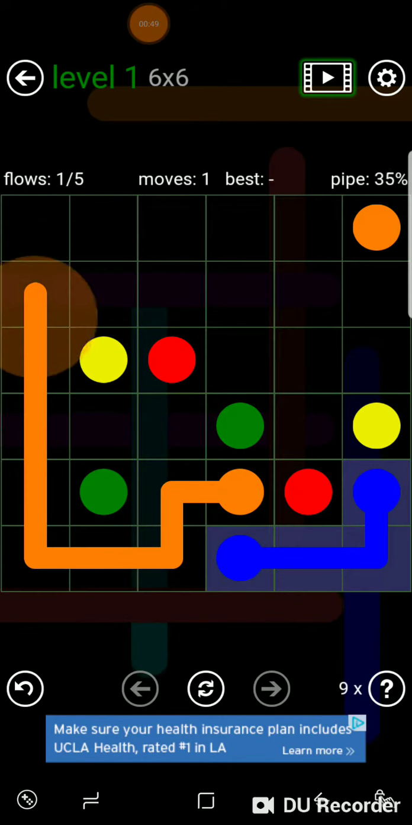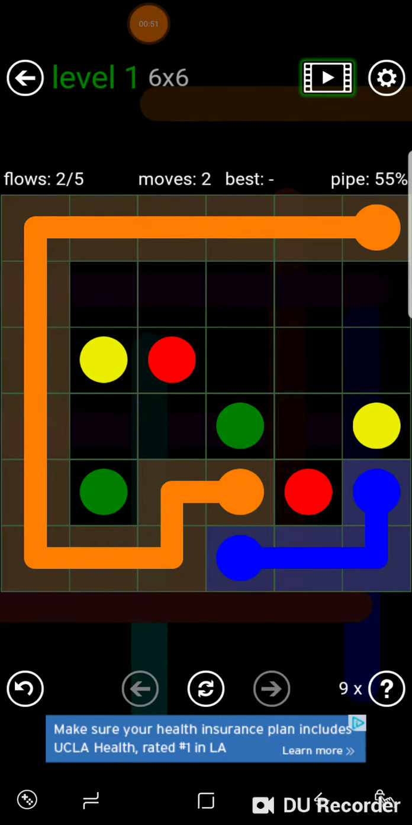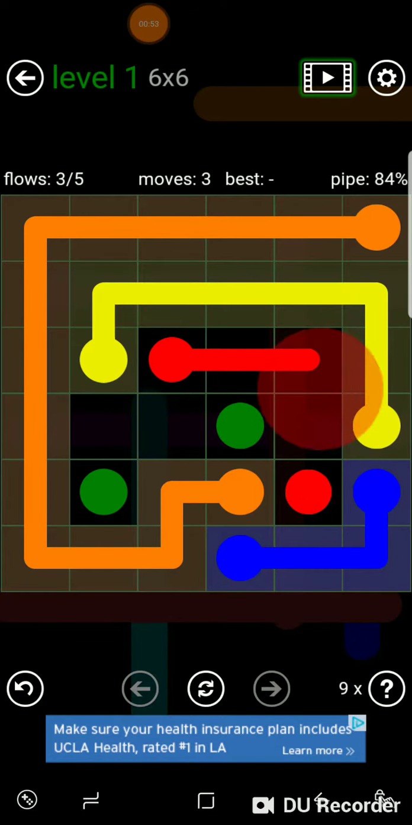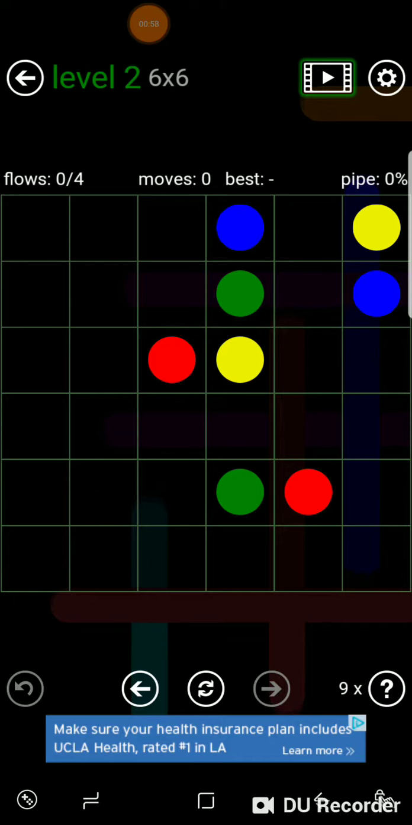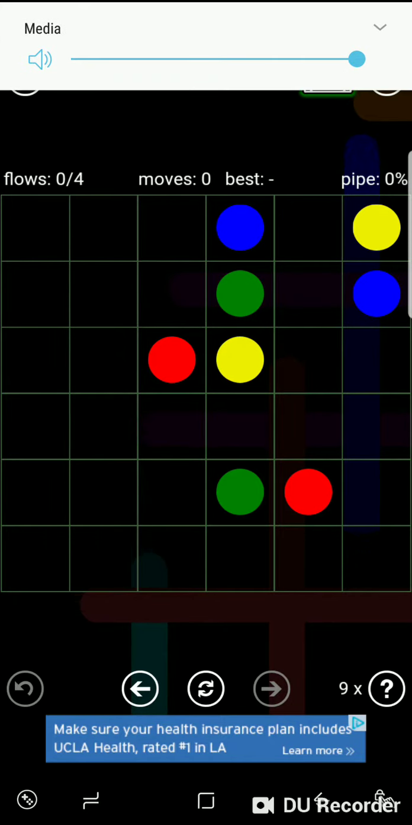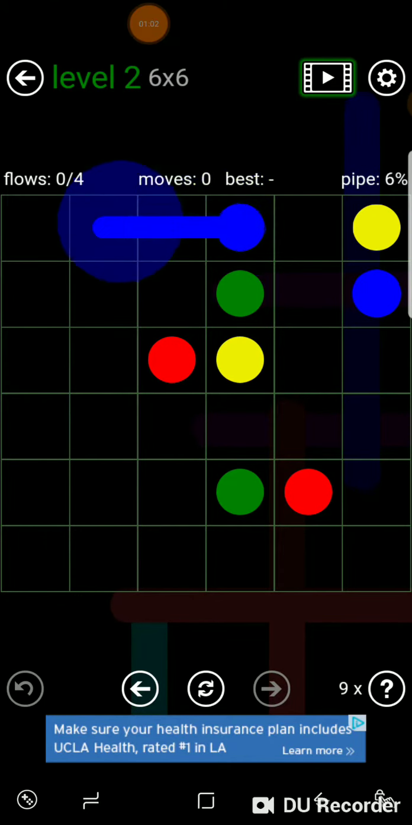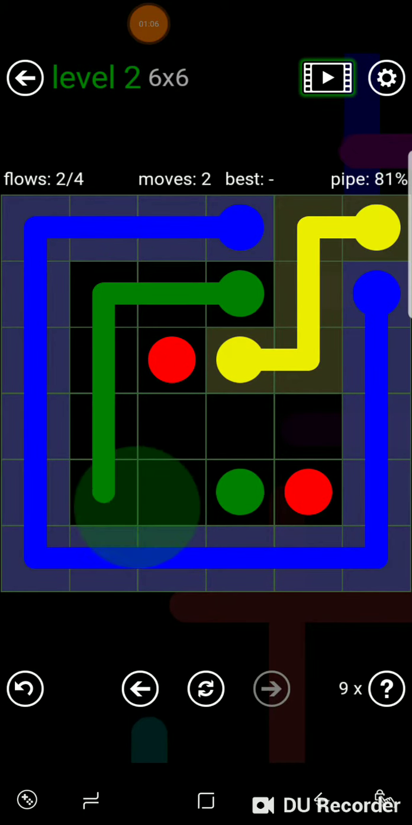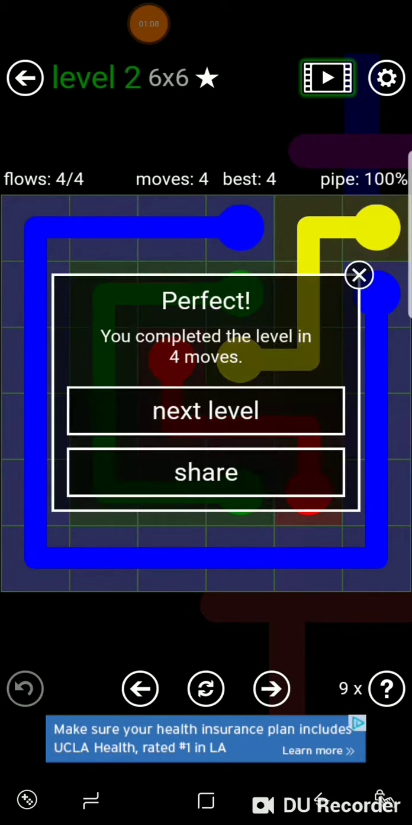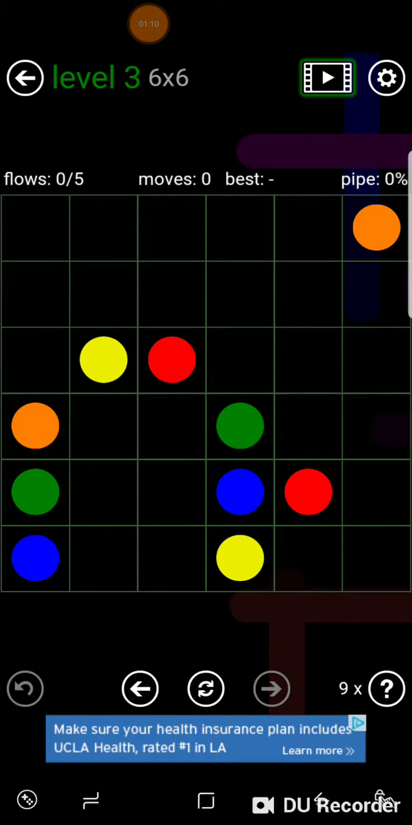One, two, three, four, and five. There we go. Make sure we have the volume turned up all the way. Yep, it is on all the way. So let's see, connect this one there. Now let's keep going.